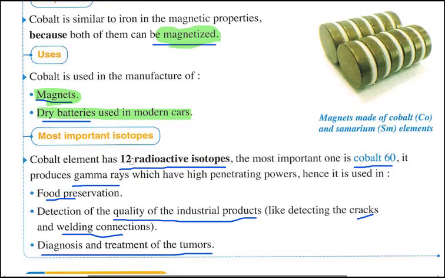Okay, another thing for cobalt, it has 12 radioactive isotopes. When it is said in the question that this metal has 12 radioactive isotopes, then it means that this metal is cobalt. Cobalt-60 produces gamma rays, which have high penetrating power. We use it in preservation of food, in the detection of quality of industrial products, like the detection of cracks in welding connections, and in the diagnosis and treatment of tumors.